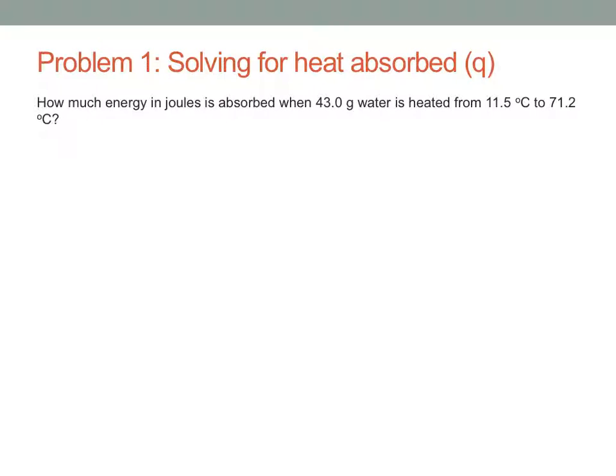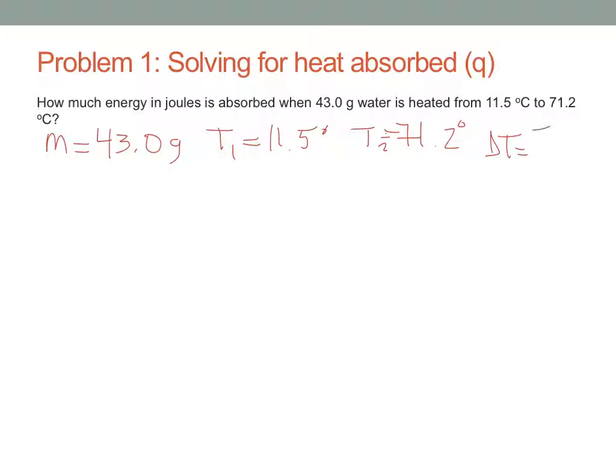Okay, so our first problem is asking us to solve for Q. How much energy? Whenever you see how much energy, know that you're solving for Q. And we're going to identify variables. So our M is 43.0, that's the mass. Our T1 is 11.5. Our T2 is 71.2 degrees. And so our delta T turns out to be 59.7 degrees.